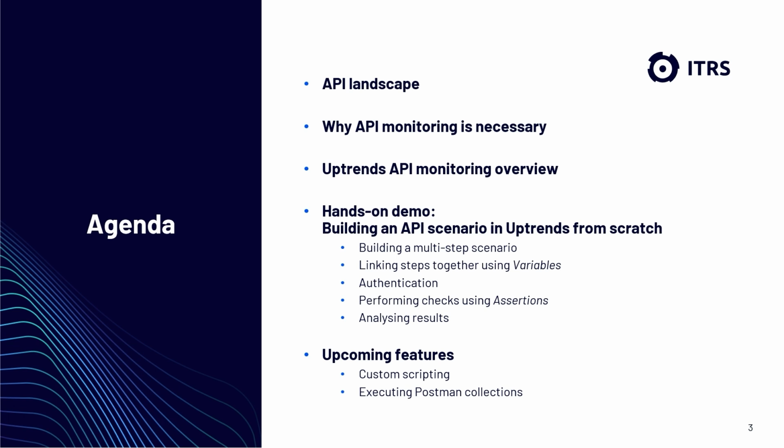Now, the very nature of APIs will make this demo a little bit technical, but we'll set things up from scratch, start out small, and gradually build out a demo scenario that executes multiple API calls in a sequence. Then, after the demo, we'll finish up by taking a look at some really interesting new features that we're about to release. Those features include custom scripting for doing really specific scenarios and powerful content checking, and also monitoring Postman scripts. So if your team is using the Postman tool to build and test APIs locally, make sure to stick around till the end to get a first look at what that will look like.